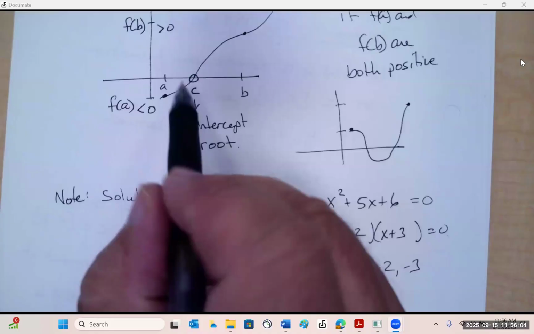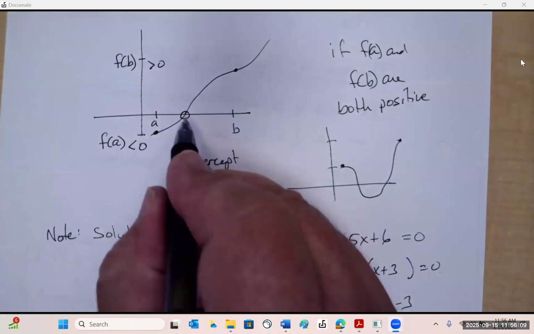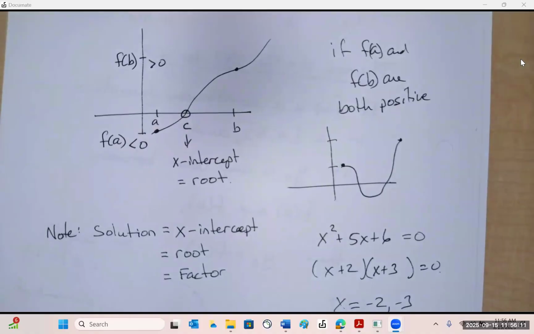So with the intermediate value theorem, if we have two values that have opposite signs, then we're guaranteed we have at least one root, one solution.